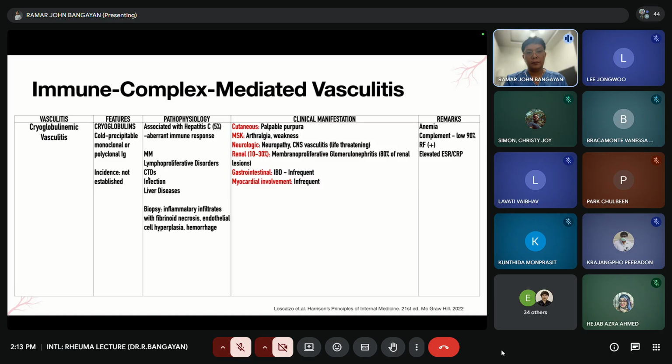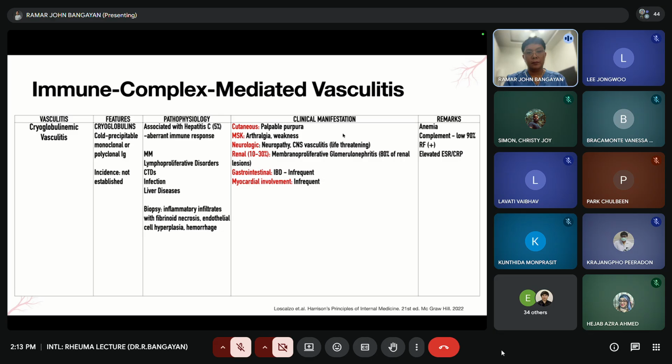Okay, so it's very important to do a biopsy showing fibrinoid necrosis. Always remember fibrinoid necrosis, endothelial hyperplasia, and hemorrhage. Again, same as other conditions, they present with palpable purpura, arthralgia and weakness, they have neuropathy, MPGN, inflammatory bowel disease, and infrequent involvement of the myocardium.